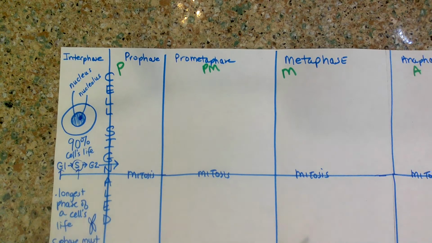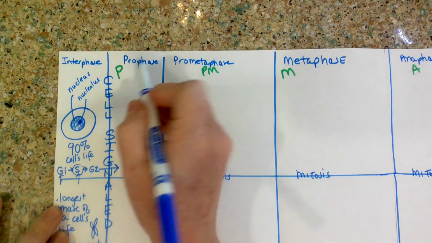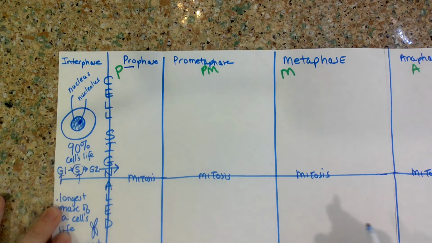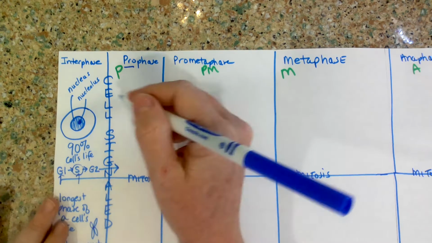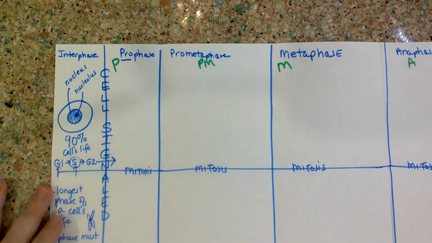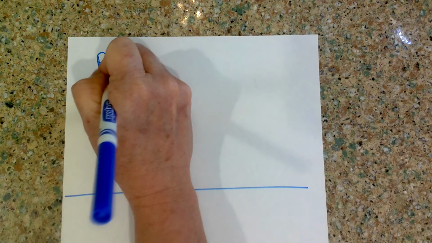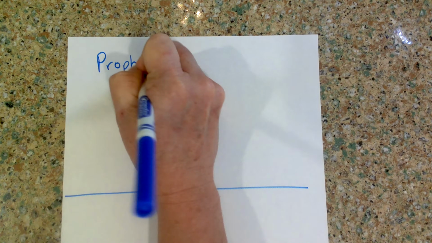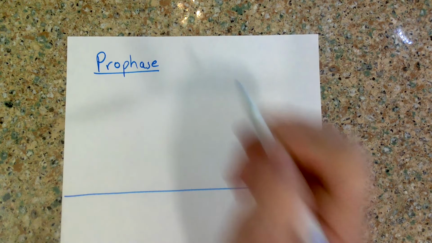So prophase is the first phase. Pro means first. And so in prophase, the signal has been given. All right, so a couple things are gonna happen. I'm actually gonna do each phase on a bigger sheet of paper so that you can see everything. You do yours in the box, but I'll do mine on the paper. Ooh, that's very blurry. So this is going to be prophase. Okay, so this is your first phase.